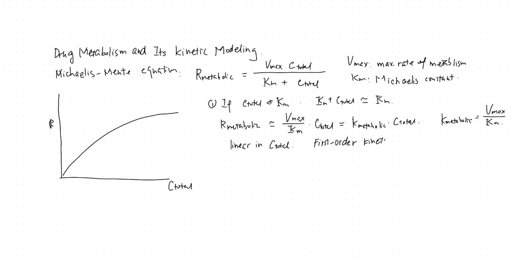First order means that because it is linear in C total, if you think about the exponent, it's C total to the power of 1, and that's why it's called linear. And this is for very small C total compared to Km. So it's corresponding to a region where you have a very small C total.